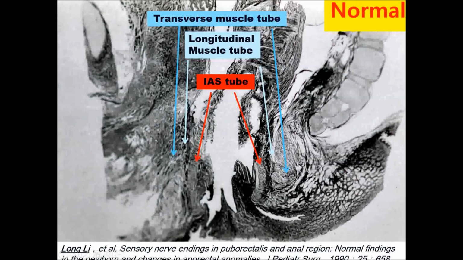From inside to outside, they are the internal anal sphincter muscular tube, the longitudinal muscle tube, which consists of the longitudinal muscle of the rectum and the longitudinal muscle from the levator ani. They are joined together to end at the perianal skin. And the transverse muscle tube, which consists of the puborectalis and the external anal sphincter.